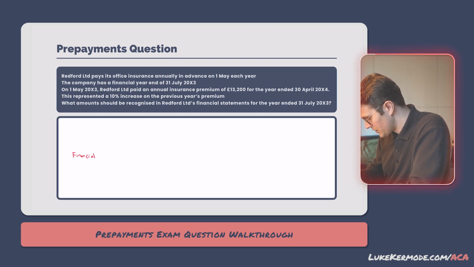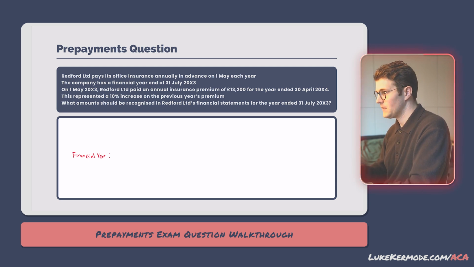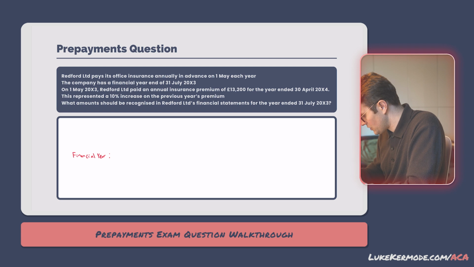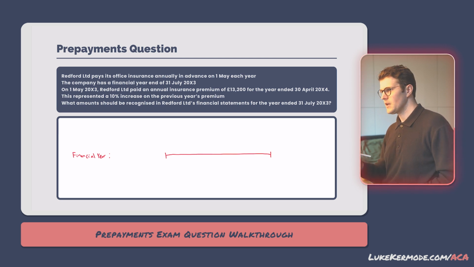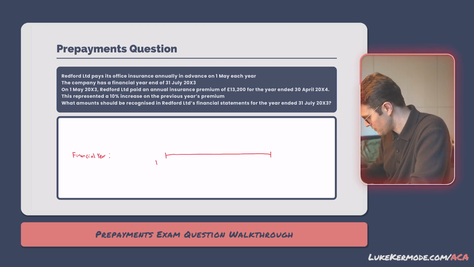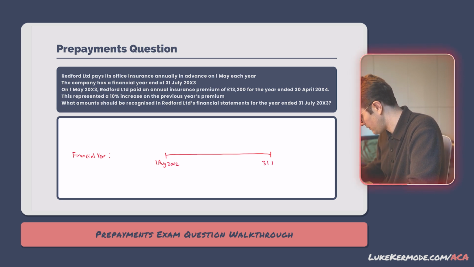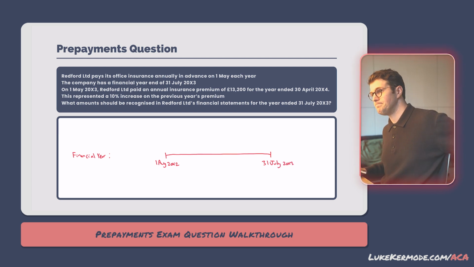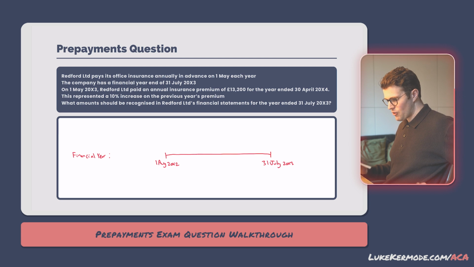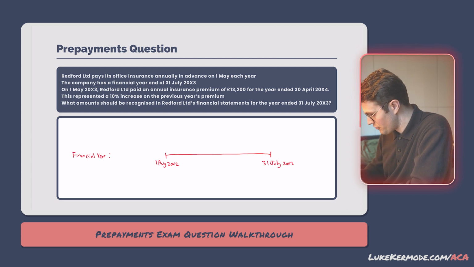So we're told in the question that our financial year end is 31st of July 2003. So that means our financial year runs from the 1st of August 2002 to the 31st of July 2003. Now we can layer on our insurance coverage periods.